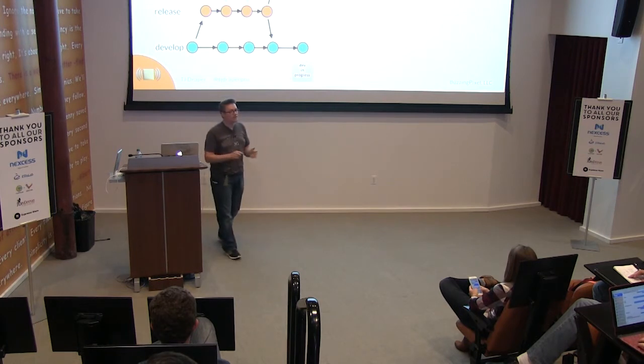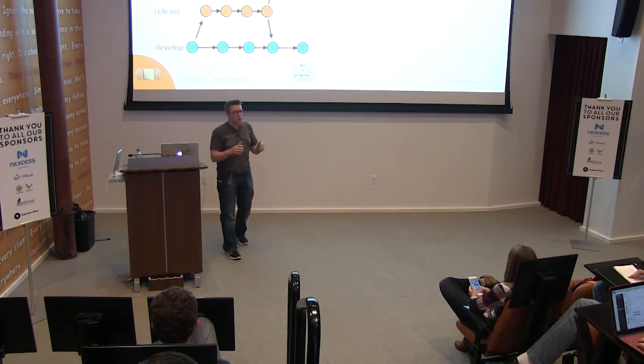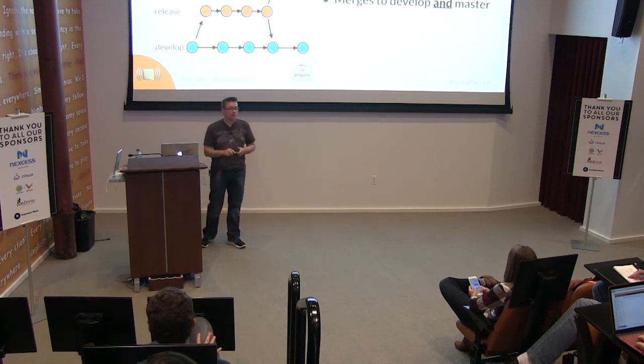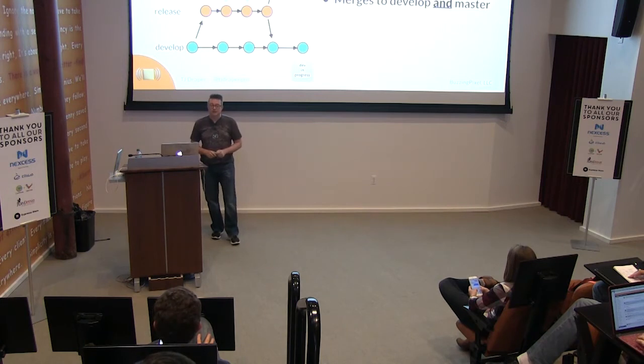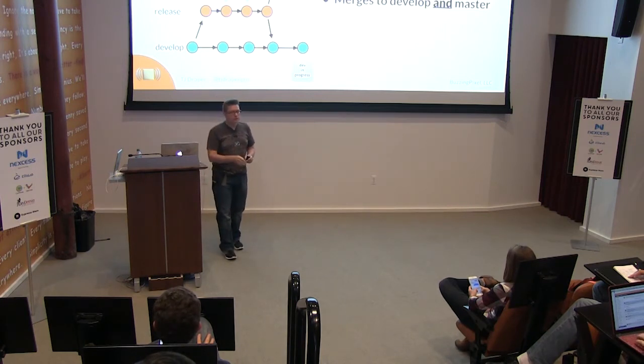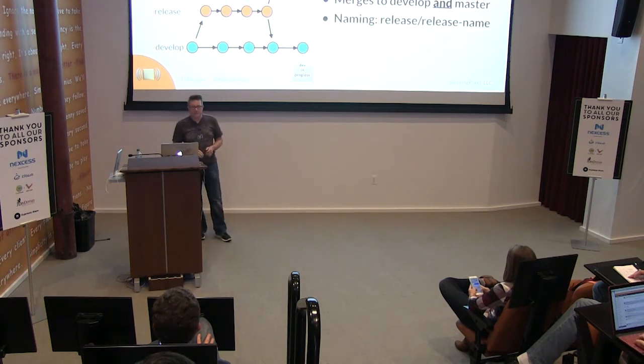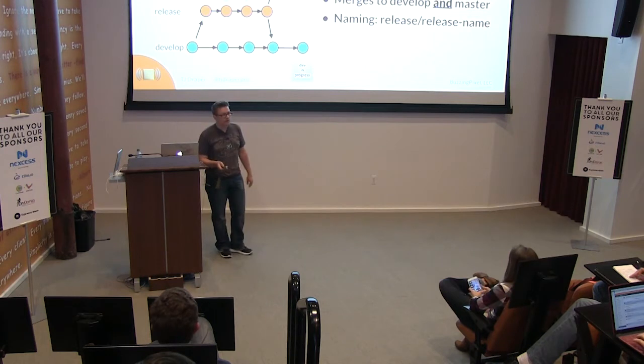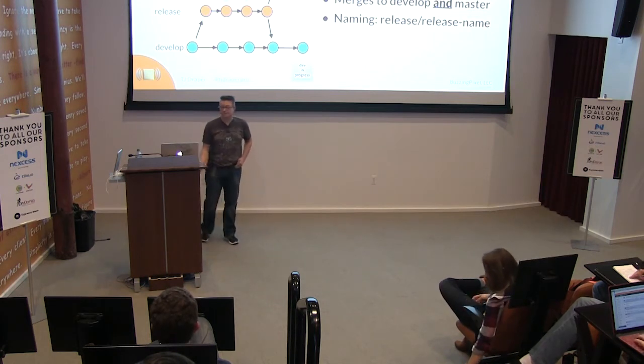Okay, and then when your release is ready, you merge that branch into develop and master because you want those final preparations for release in both places. So once that release is ready, develop and master. And the general naming convention is release/name of release. Okay? So those are release branches.